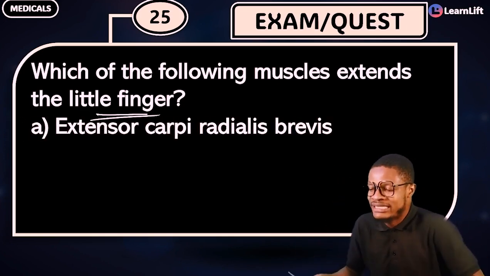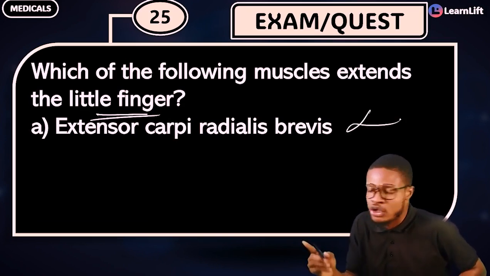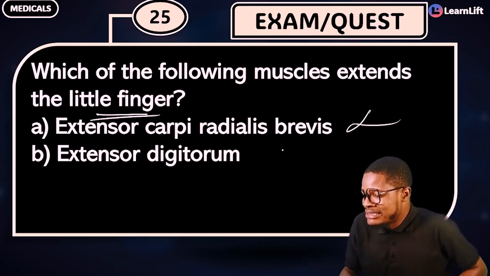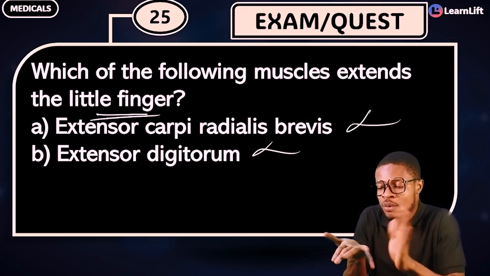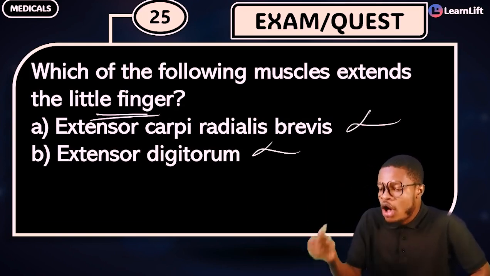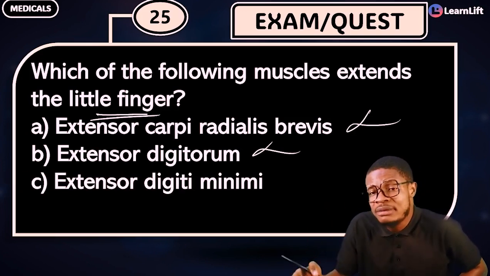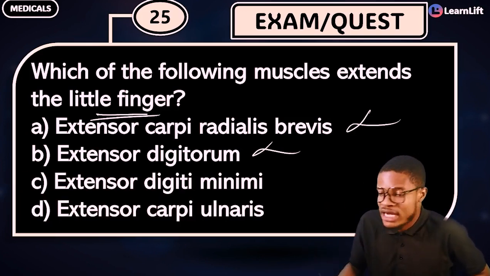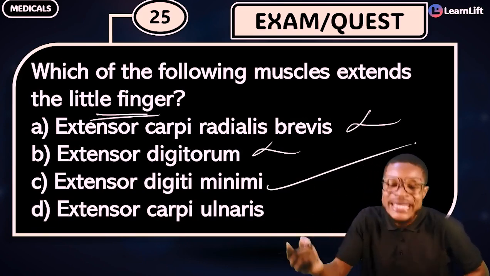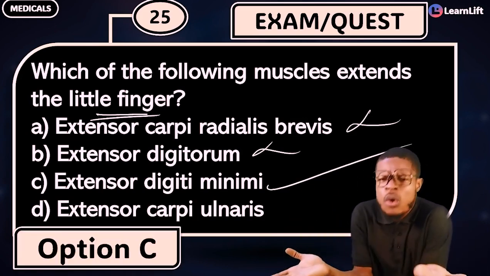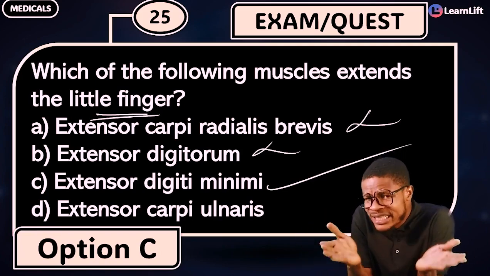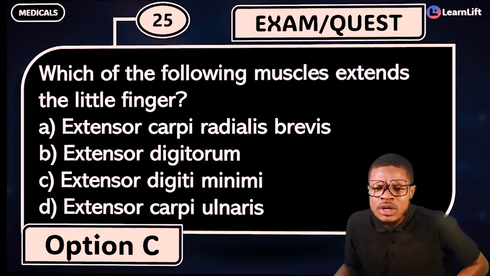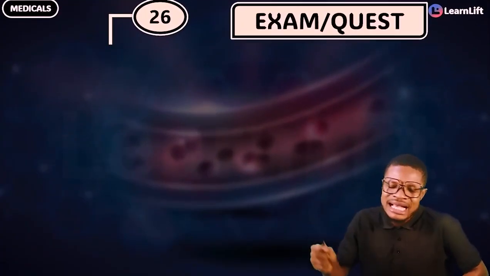Option A says extensor carpi radialis brevis. It's not true. Option B says extensor digitorum. Digitorum will carry out extension for the digits, especially 1, 2, 3. Are they making sense? Option C says extensor digiti minimi, and then option D says extensor carpi ulnaris. So is the answer extensor digiti minimi? Option C is the correct answer, and you are going right. You see that all the questions have been filtered already for you.